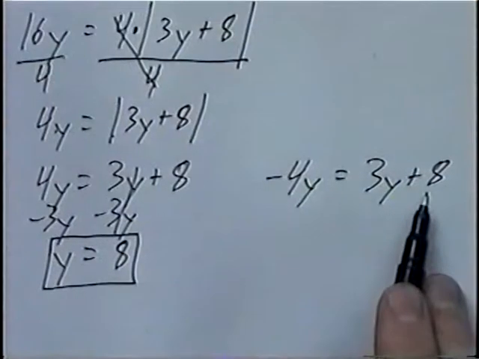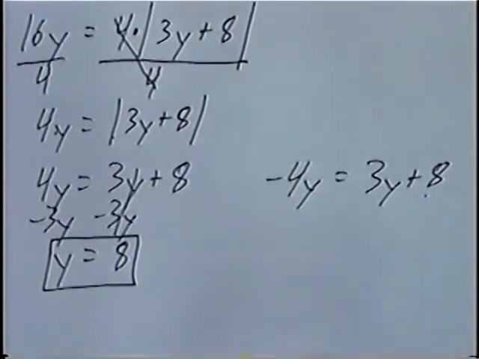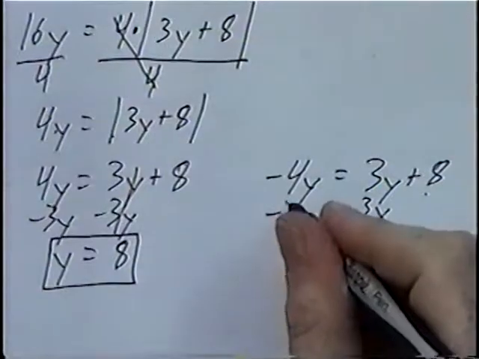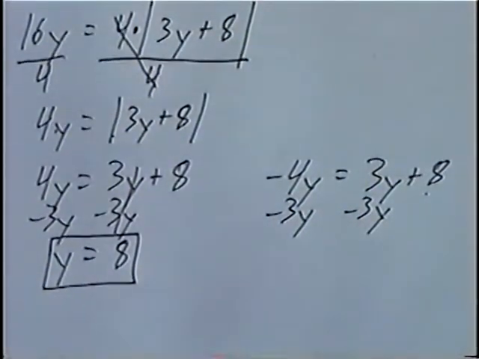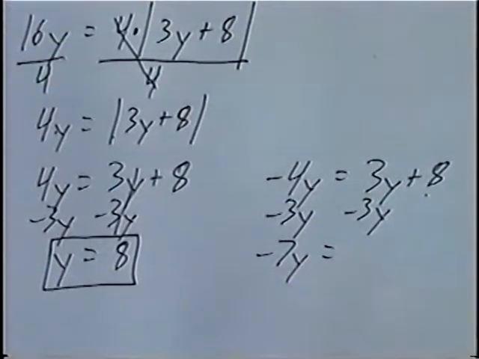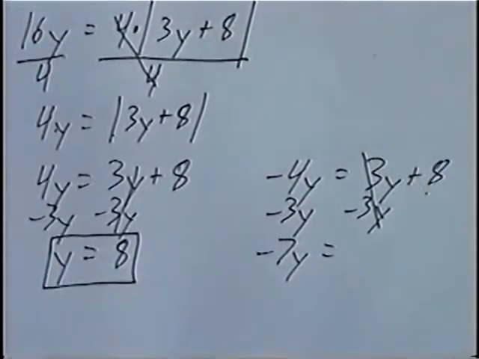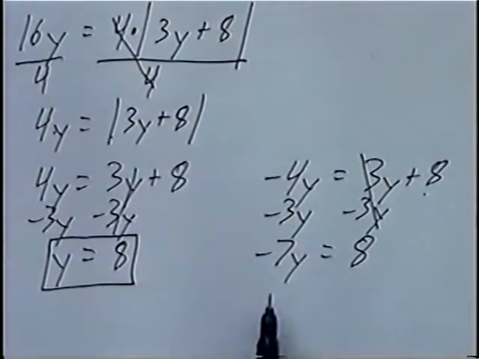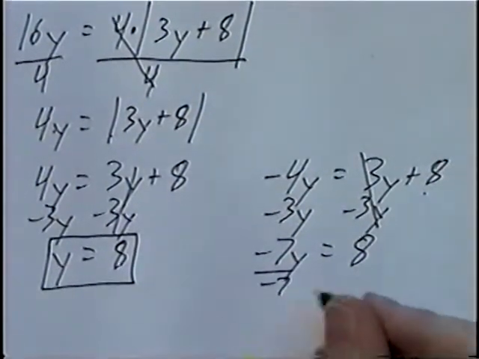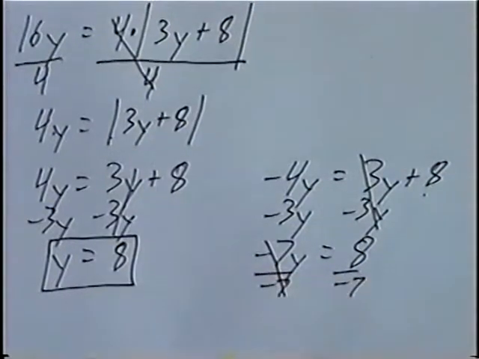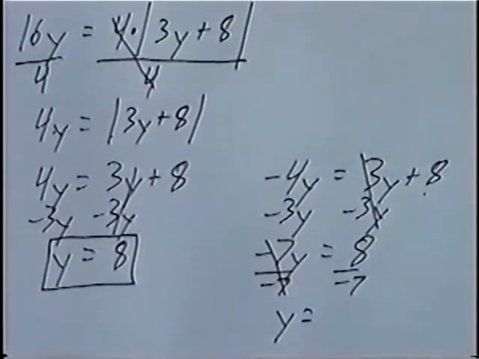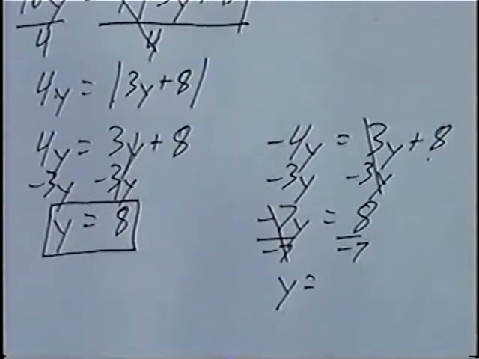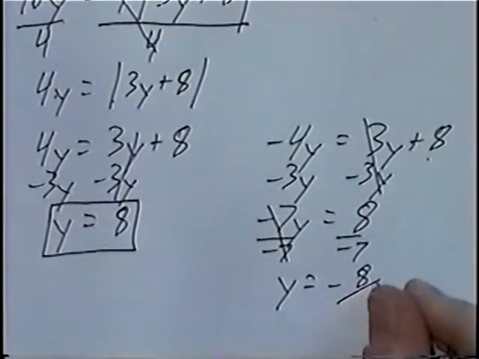Second equation that we have on the right hand side. Same steps, we can subtract 3y on both sides. Negative 4y minus 3y would be negative 7y. And again, the 3y's would cancel on the right hand side and equals 8. Solving from here, negative 7y, we can divide by negative 7. So the negative 7's cancel, and our second possible answer will have a fraction, negative 8 over 7.